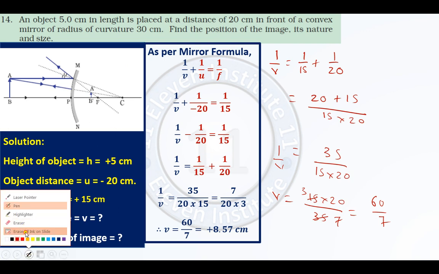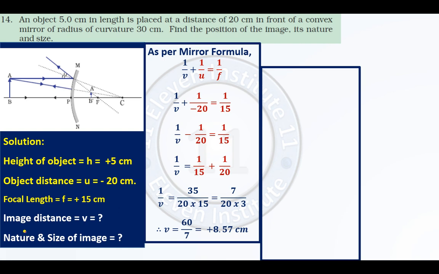Now we will simply apply the formula of magnification. Right, m is equal to h dash upon h is equal to minus v upon u, but here we want to find the size h dash, and v and u are given to us, so we will use this much, and we will put the values over here. Instead of h we can write 5, instead of v we can write 8.57, but we will not write 8.57, we will write 60 upon 7, and instead of u we will write minus 20 like this. I hope this is quite clear to you.